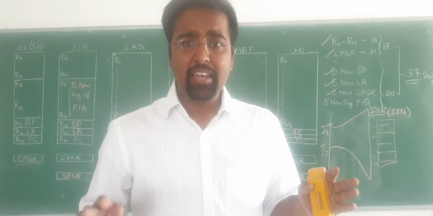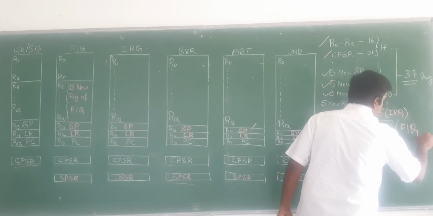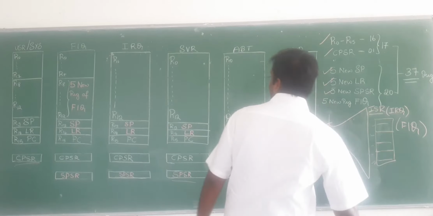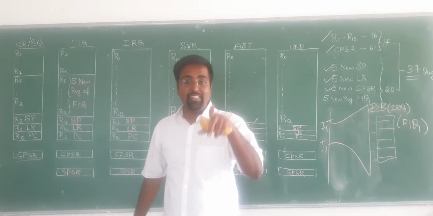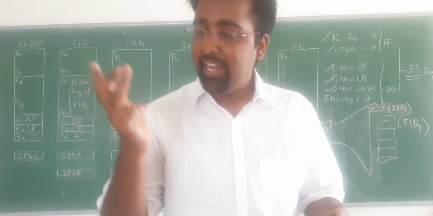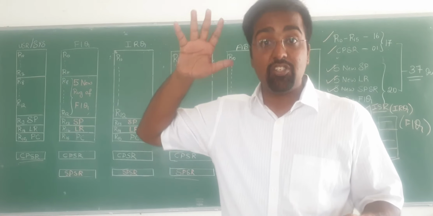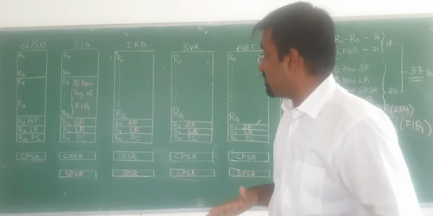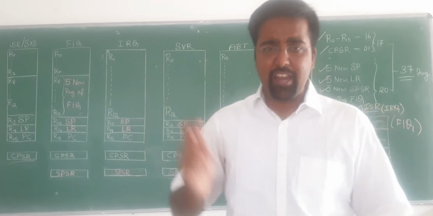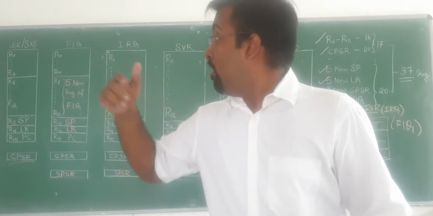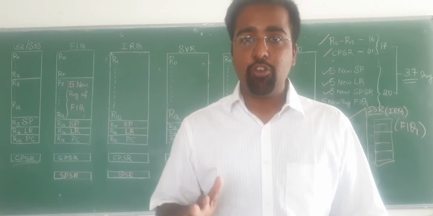I don't want my pipelining concept to be killed, so that's why I'll make use of FIQ, that is fast interrupt request. In fast interrupt request I'll be using 5 new registers, from R8 to R12: R8, R9, R10, R11, R12. So the total is how many registers, my dear friends? It's always 5 registers. All these 5 registers are used in FIQ mode, such that whenever your processor switches from the user mode to FIQ mode, all these 5 registers are invoked and the FIQ operation is done.